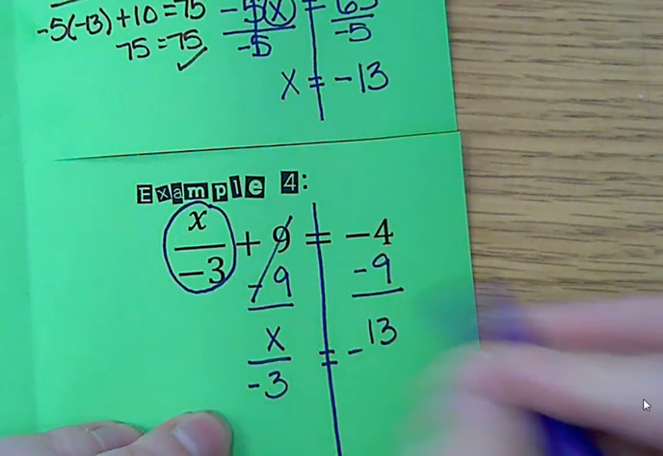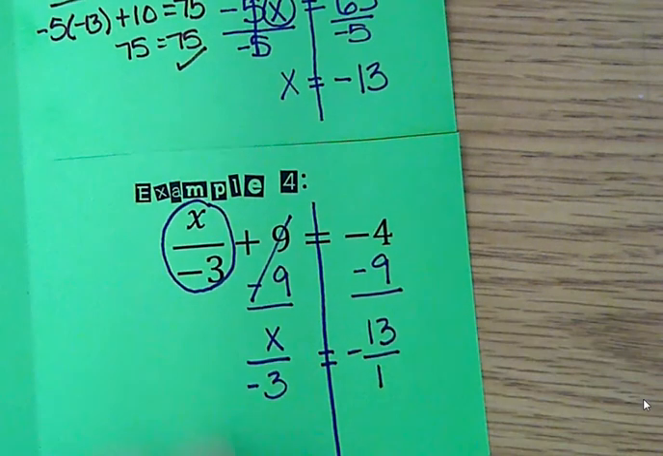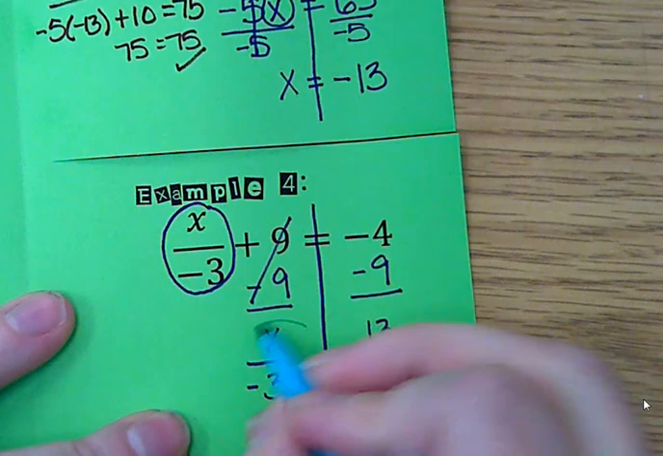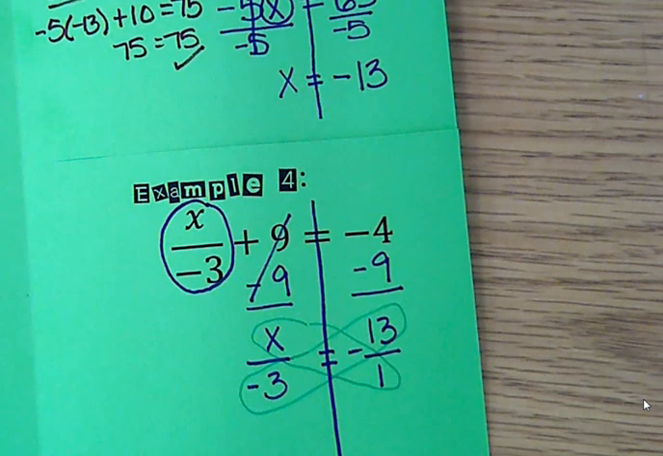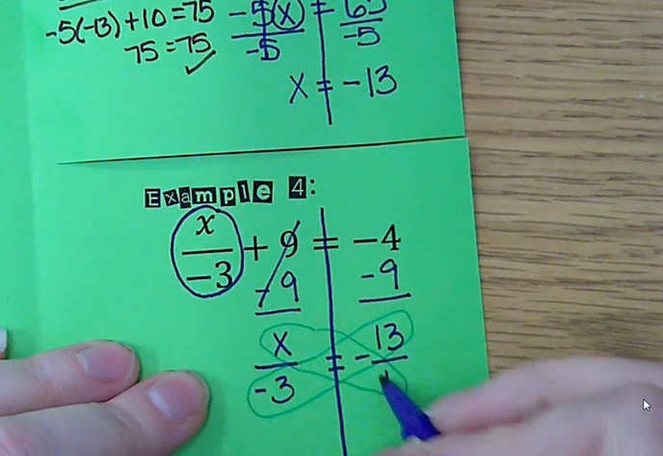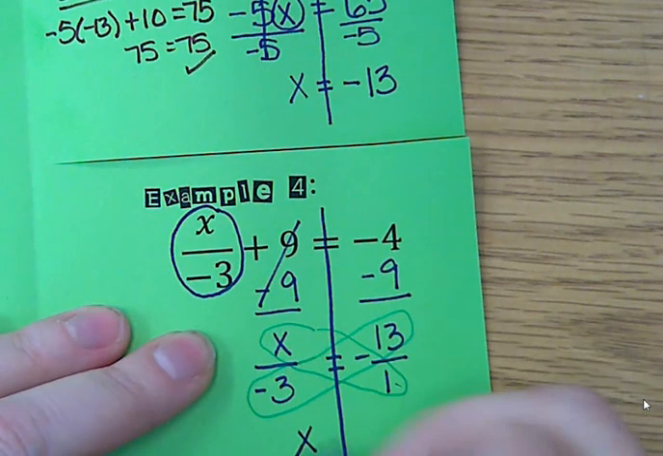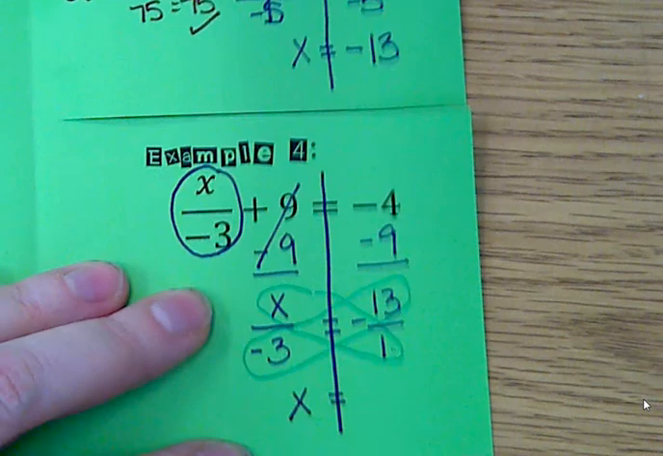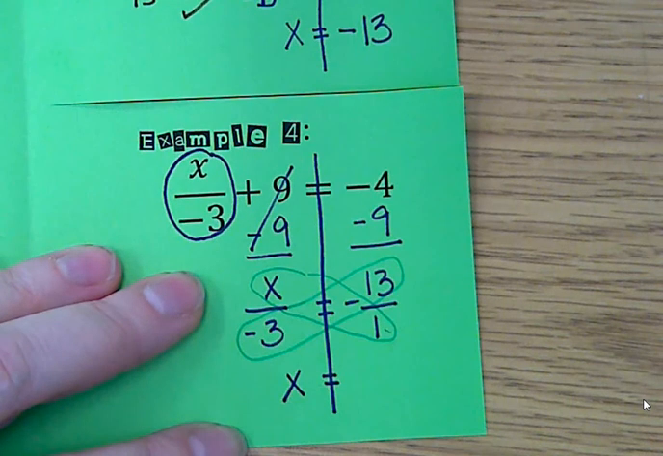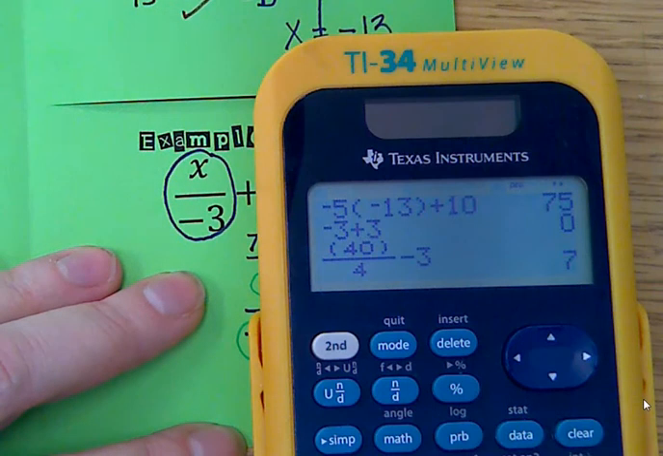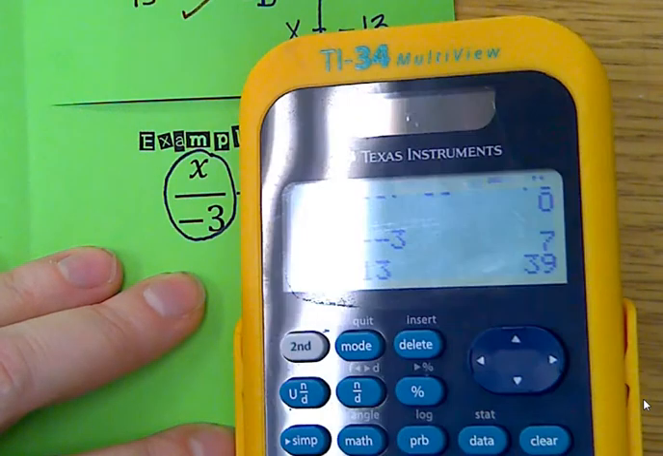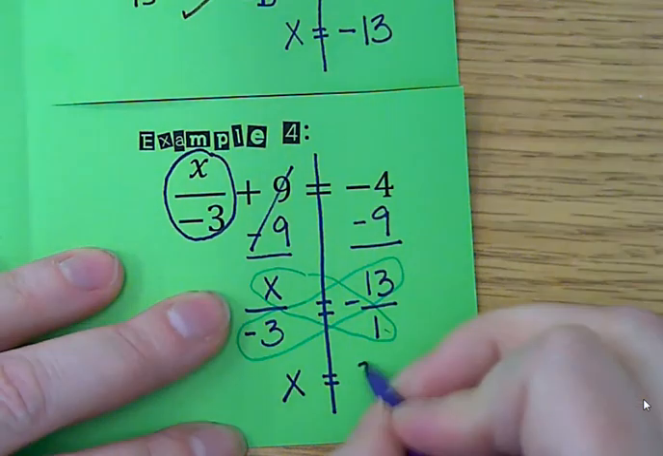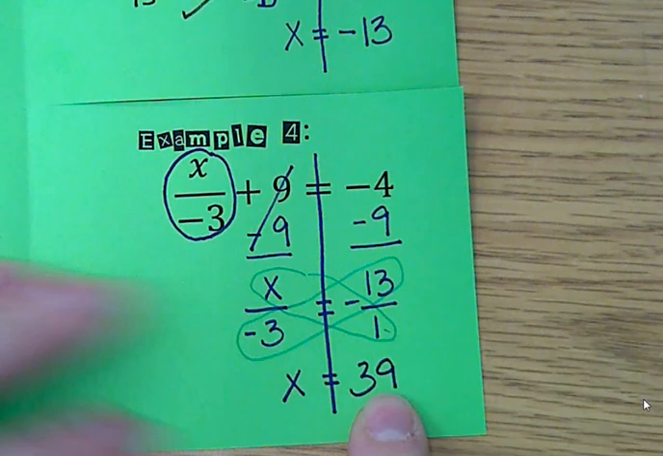And again, I'm going to make that a fraction. And we will cross multiply. I'm going to draw my butterfly wings. I'm going to do the x piece first. x times 1 is 1x. And again, if you remember, I don't need to write the 1 there. And negative 3 times a negative 13, I'm going to use my calculator to make sure I get it right, is a positive 39. So I think x is 39, and let's check it.